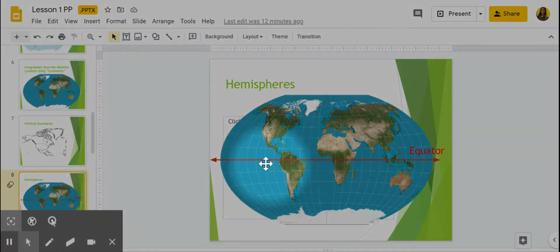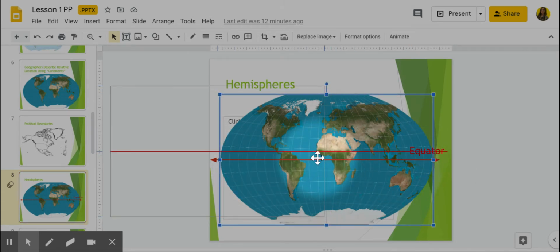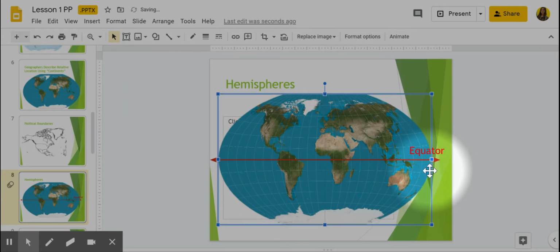So if you can see that line right here, it divides the globe in half, and it's called the equator. It's an imaginary line that divides the Earth in half. You're not going to go to this spot, oopsies, and see a line on the ground. It's an imaginary line, but this is another way to describe the relative location of a country.